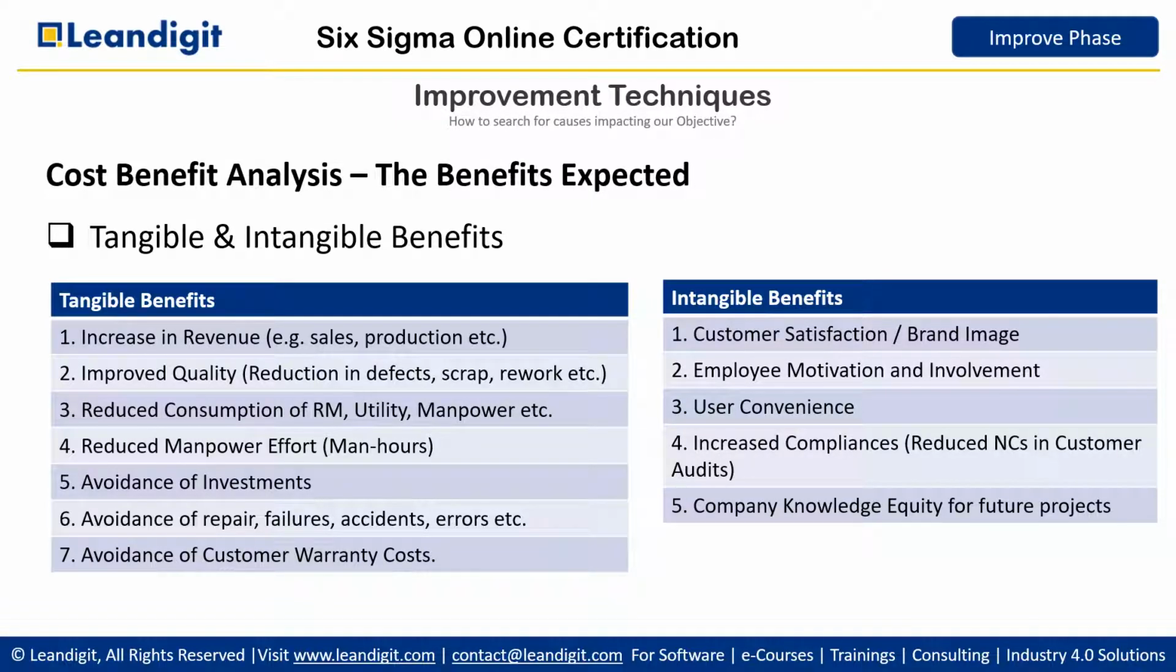Whereas the intangible benefits are like customer satisfaction, your brand image, employee motivation and involvement has increased, user convenience has increased, increased compliance and therefore reduced number of NCs in customer audits, or company knowledge equity for future projects and therefore future projects are going to happen faster, which is difficult to quantify in terms of money. Usually in the Six Sigma context, the intangible benefits are called soft savings for the project.